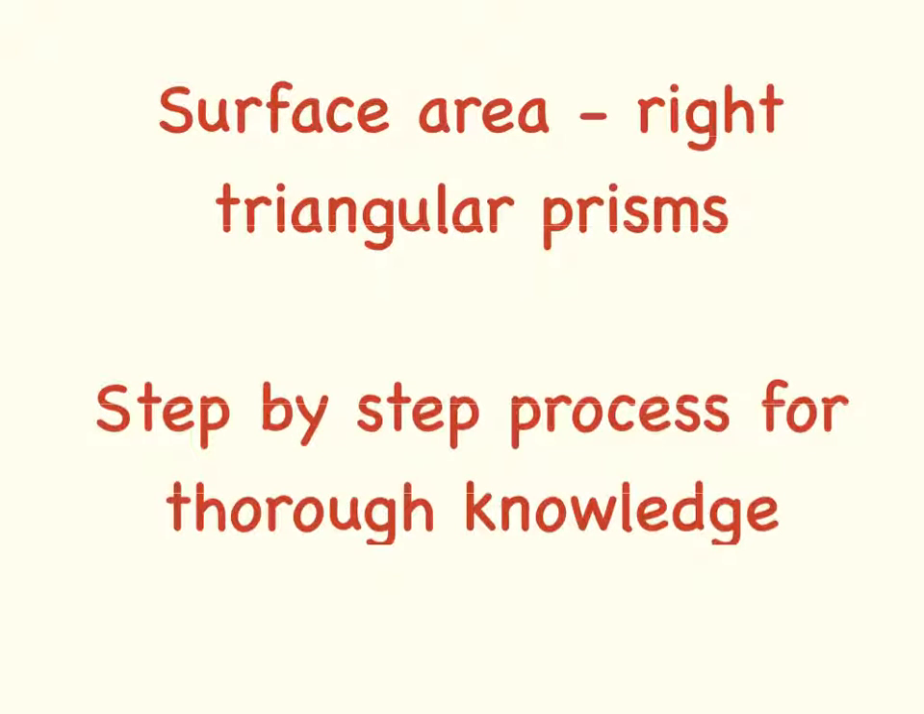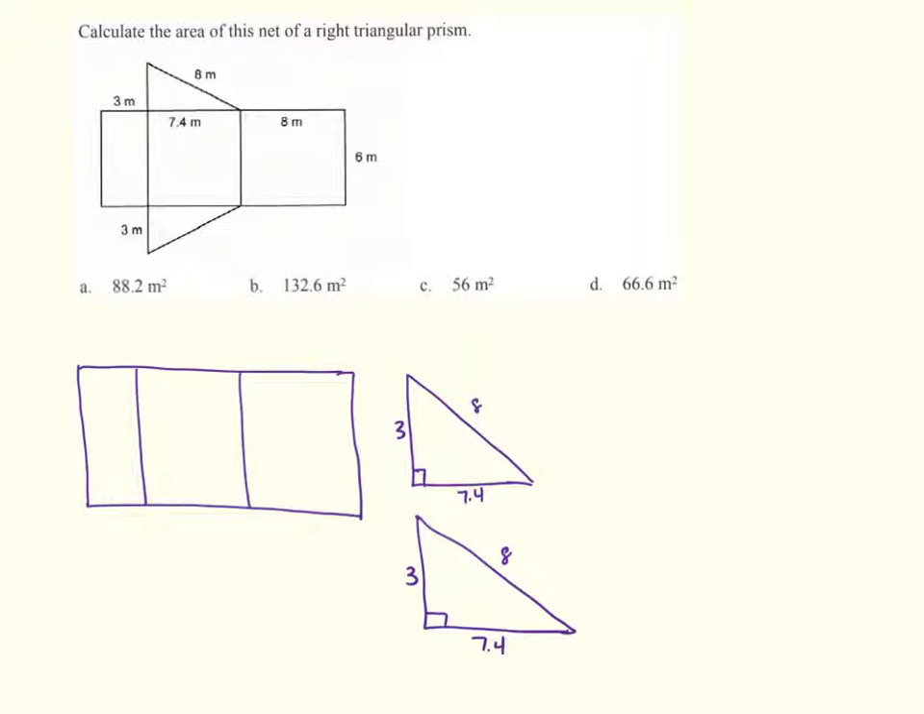This is going to be a video to hopefully explain thoroughly to help you understand how to find surface area of right triangular prisms. You are given a net for the first one, so don't let that throw you off. You still have 2 triangles and 3 rectangles. So you need to locate the 3 legs for the triangle.